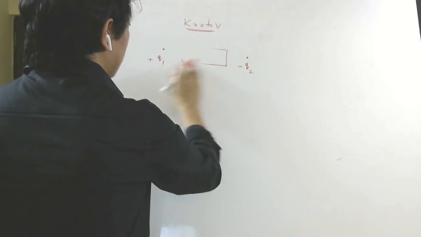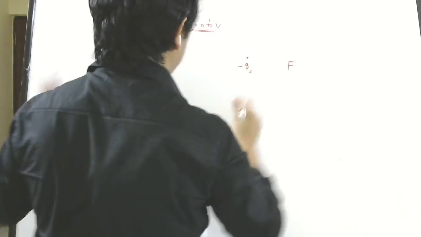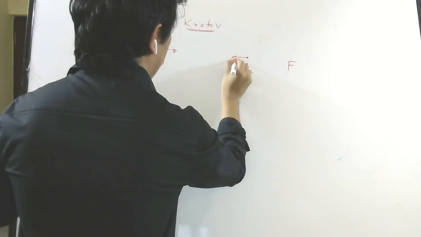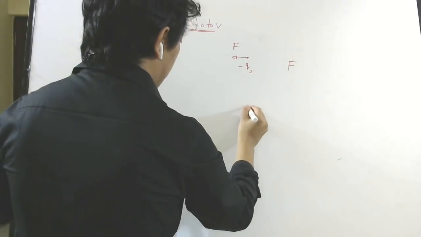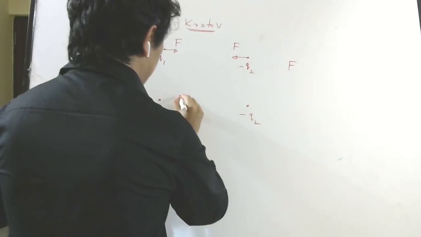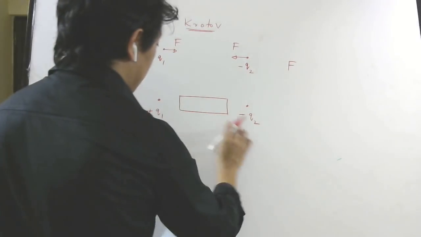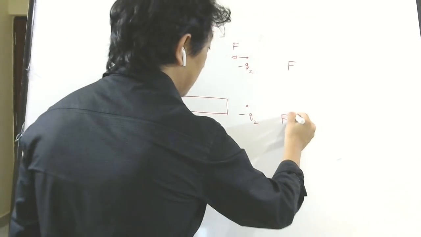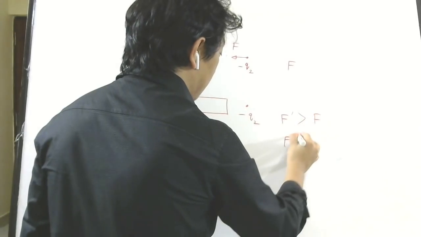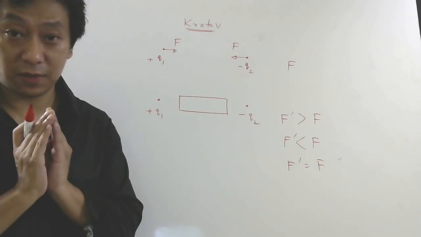Initially, when this medium was not there, let us say the attractive force was F. This is also attracting, this is also attracting, right? Now if I keep a medium here like this, some dielectric medium, then the force on this, will it be more than this, or less than this, or equal to this? Calculation-wise, it is almost impossible.